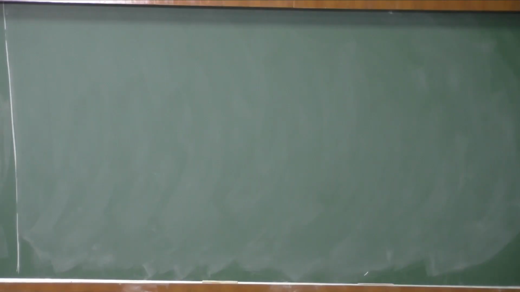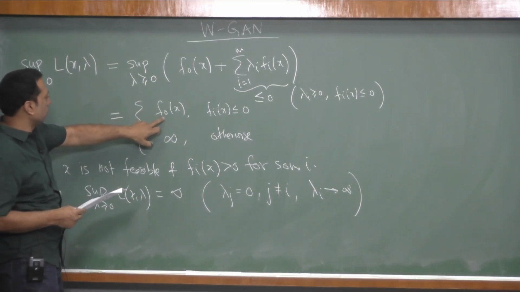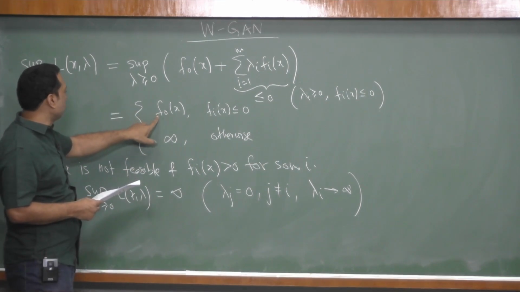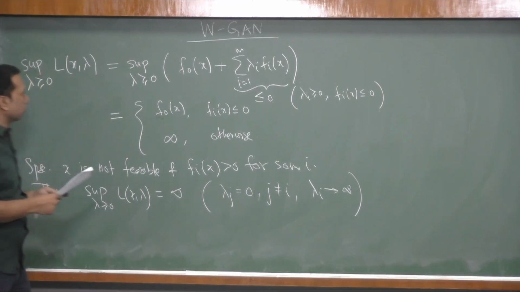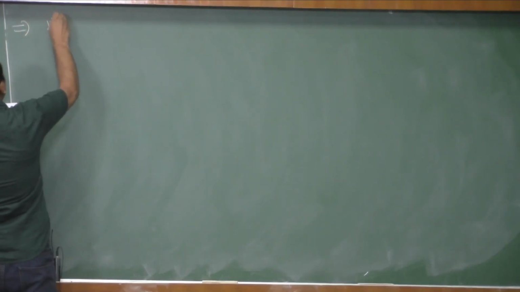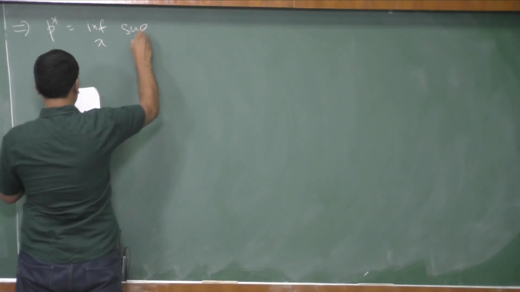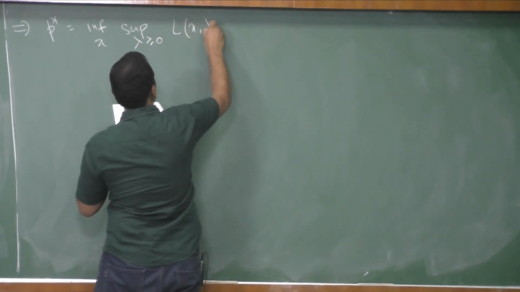So what we observe from here is that our original problem was the infimum of f naught, right? So to get p star, I have to do an infimum. So the infimum of the supremum of this. Since I added an infimum here, I will put an infimum there too, and that gives me p star. So this implies p star is the infimum over x of the supremum over lambda greater than or equal to 0 of L(x, lambda).